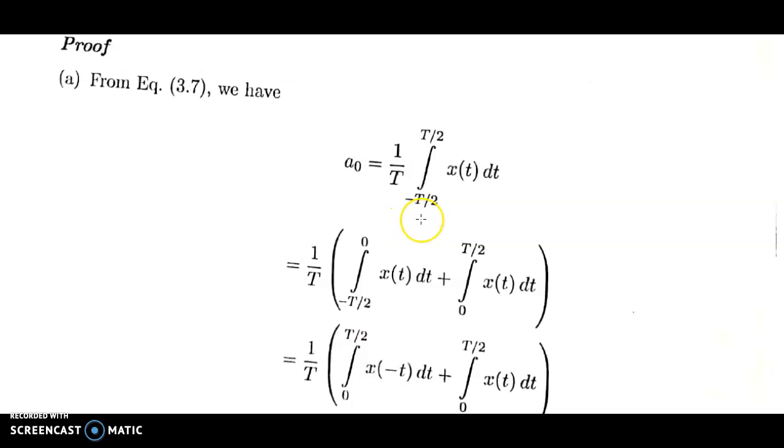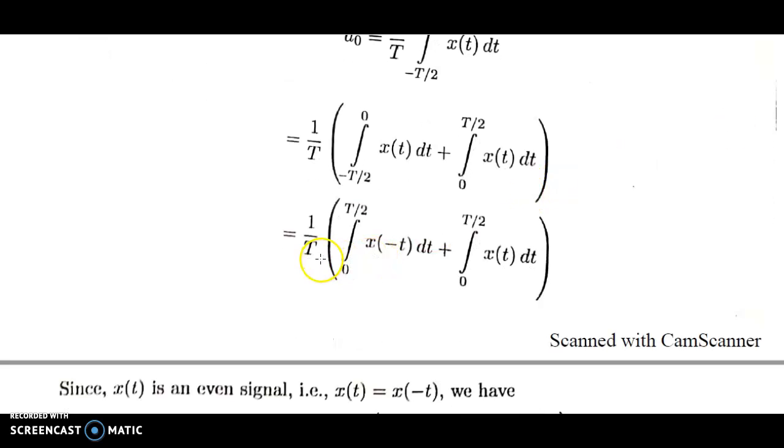And this limit of integration, now we are going to split this integration into two different integrations, that is, the limit from minus T by 2 to 0, and the second is from 0 to T by 2, the two limits of integration. And in the first case, it is 1 by T into integration 0 to T by 2 x of minus t dt.